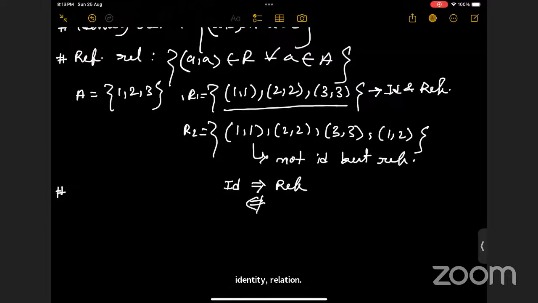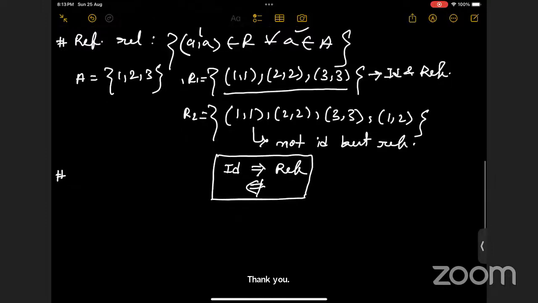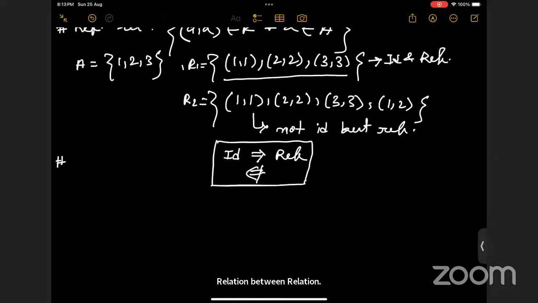Okay, got it. A relation that is reflexive may not be identity. So that is the relation between reflexive relation and identity relation. So it's now clear, right? Yes, ma'am. Okay.